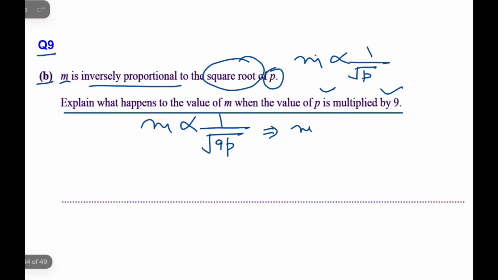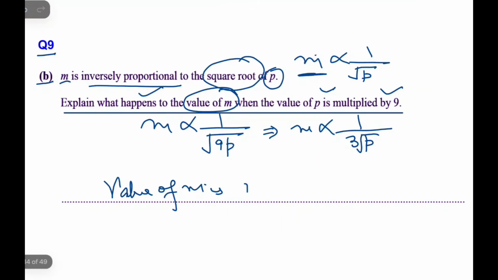That implies m is inversely proportional to 1 upon root p. Now root 9 is 3, so this will be 3 under root p. Now we have to find what happens to the value of m. Clearly the m value is being divided by 3. So our answer will be: the value of m is divided by 3. This will be our answer.